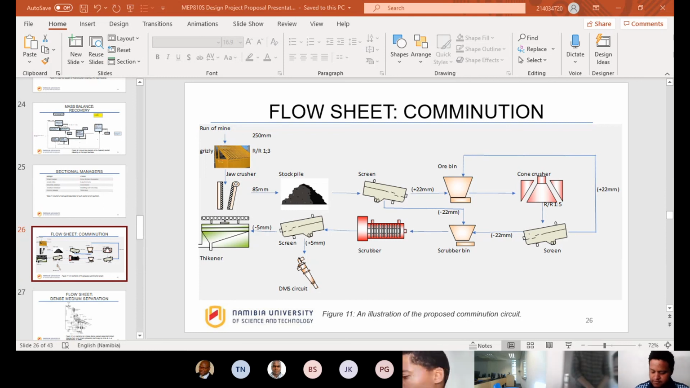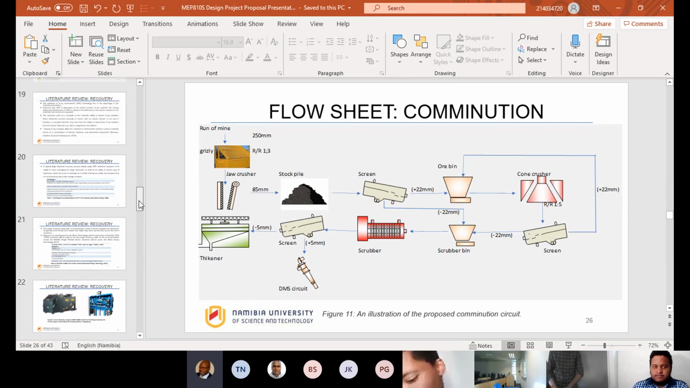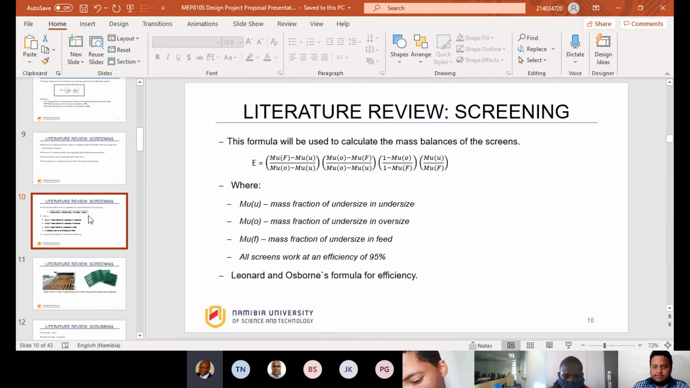Yes, Prof. As far as security is concerned, I think we will make sure to mention that in the next presentation, because I think that was supposed to be part of this one as well. All right. And then your formula for efficiency of screening, it would be nice to have the multiplication sign between those brackets of yours. Okay, sir.